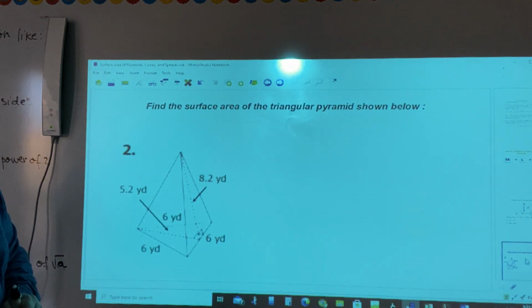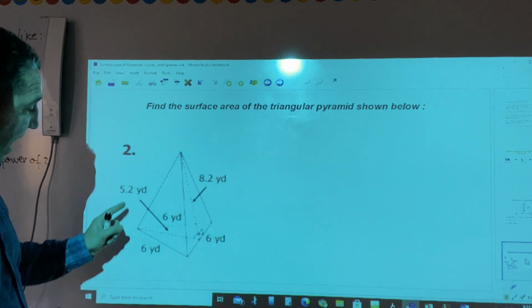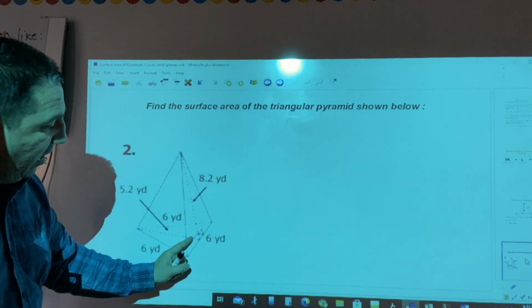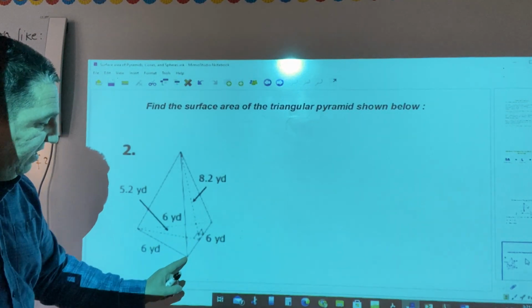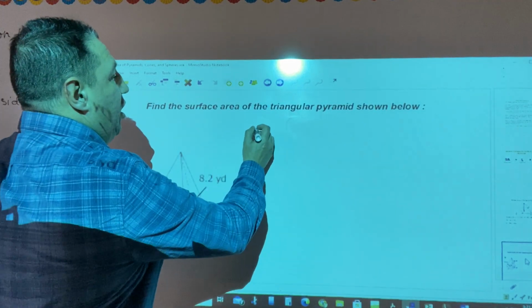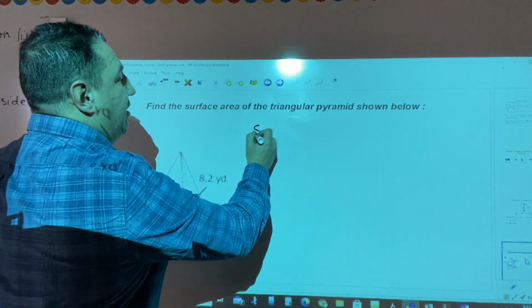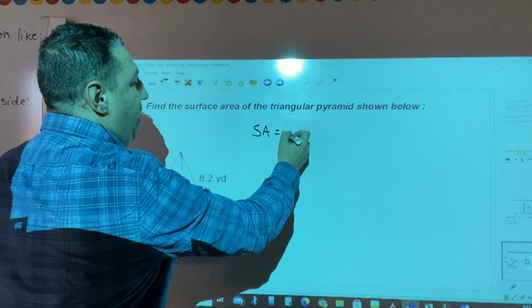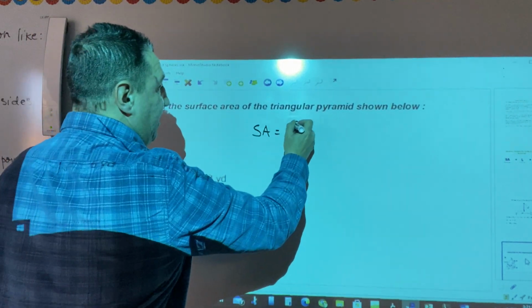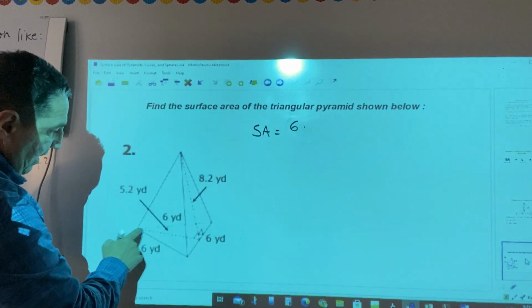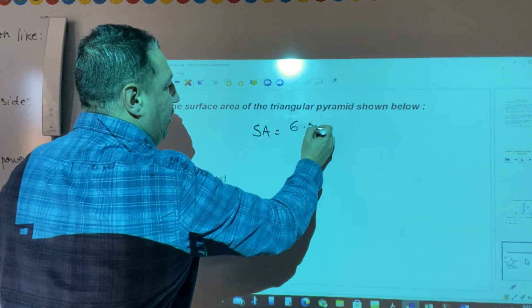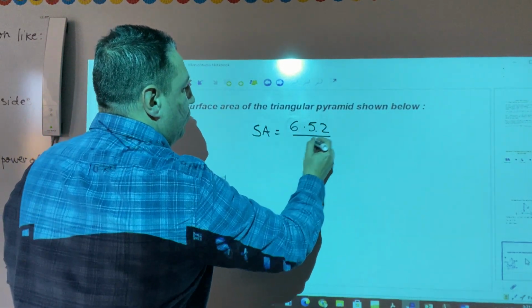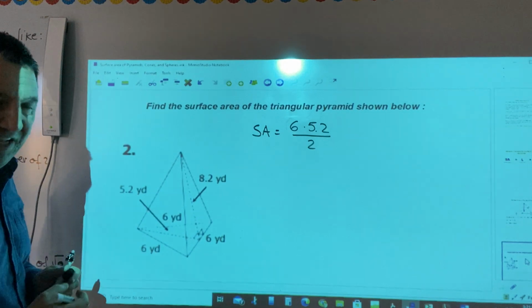Now, let's find the area of the base. We have its height, we have the base. We simply find the area of the base by multiplying the base 6 times its height 5.2 over 2, because it's the area of a triangle. Plus.